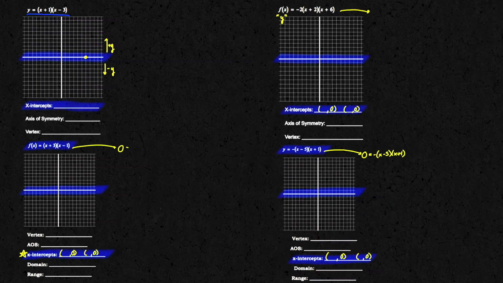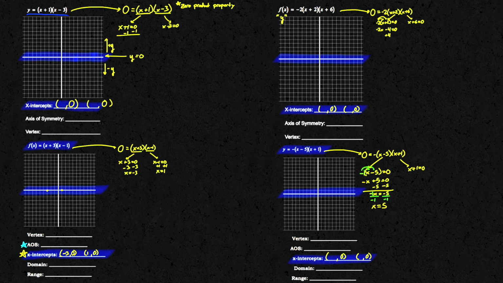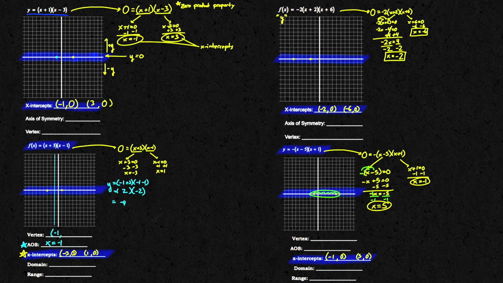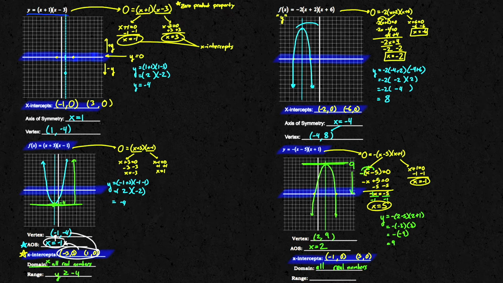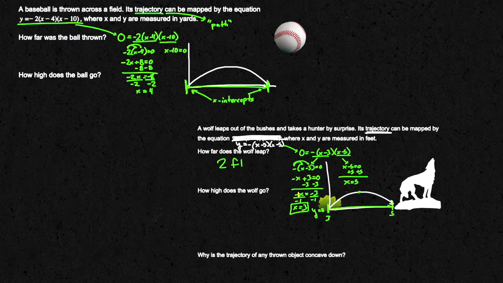Hey guys, in this video we're going to go over 4 examples of graphing parabolas, and they're all going to be in intercept form. And for us, intercept form just means that the x-intercepts are the easiest things to find first. After we do 4 graphing examples, we'll take a look at 2 word problems.